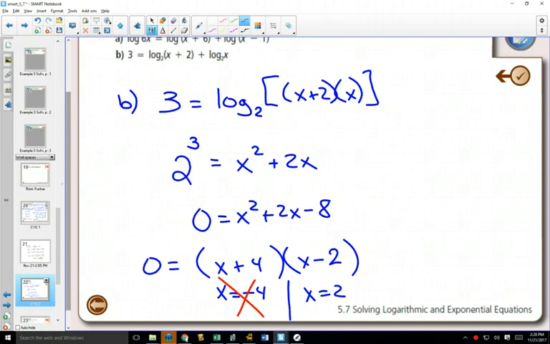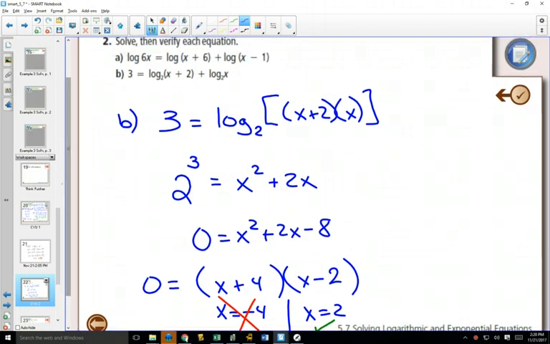What about the second one? 2 plus 2, that's 4. Positive number. Perfect. 2 is 2. Both of those ones are okay, so x equals 2 is fine. Next, we will do part A.